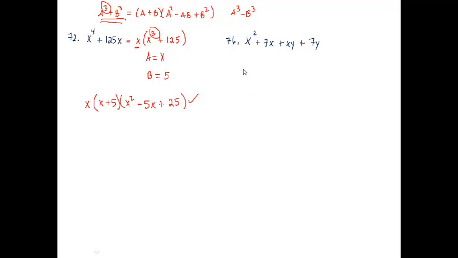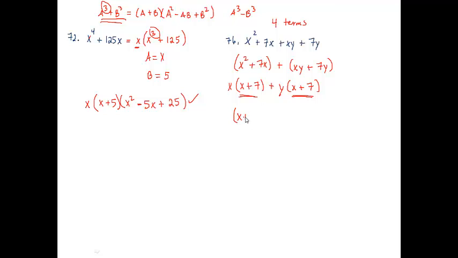Alright, let's try number 76. This time I have 4 terms. Well, we talked about this. If you have 4 terms, you have to do grouping. So you group the first 2 together, and you group the last 2 together. Then you take the GCF out of the first group, and the GCF out of the second group. Then you notice that your parentheses are exactly the same. So again, you factor it out.